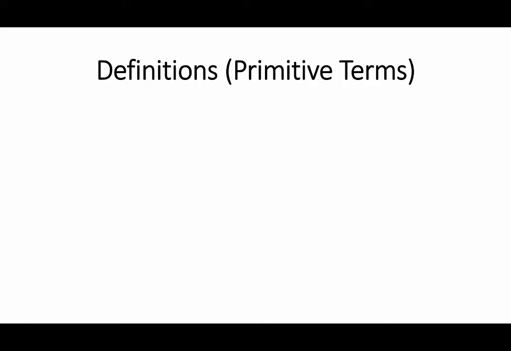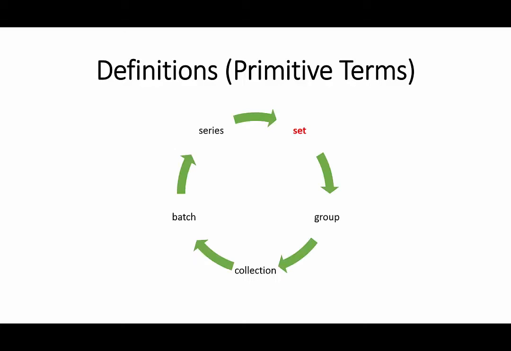In terms of definitions, there are some definitions that we call primitive terms. Suppose we want to define the word set. And we say a set is a group of things. And we say, well, what's a group? A group is a collection of things. And what's a collection? Oh, it's a batch of things. And what's a batch? It's a series of things. And what is a series? It's a set of things. So notice that we are going around in circles.